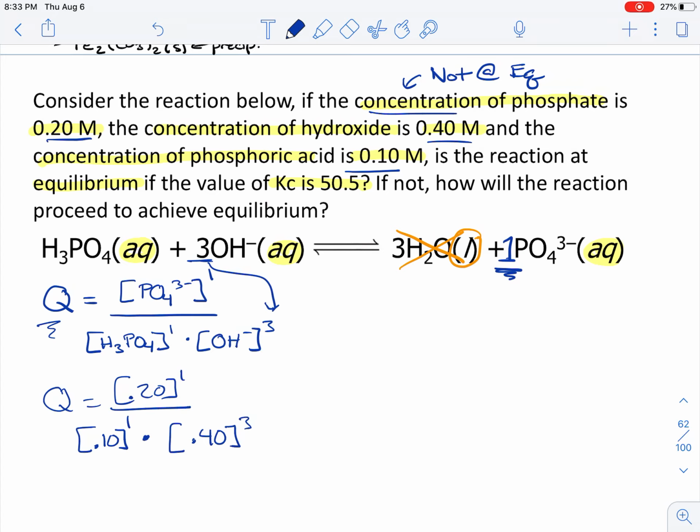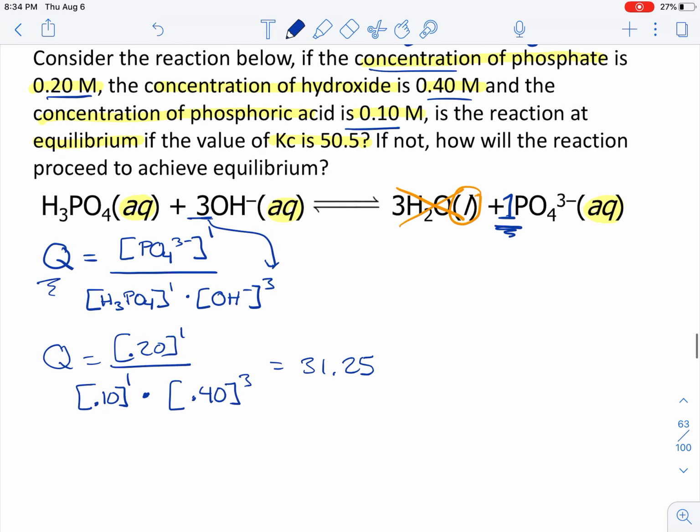So let's see here. Here's my calculator. If I plug in 0.20, divide this by the product of 0.10 times 0.40 raised to the third power, that's going to give me 31.25. And so it turns out that the value for Q is 31.25.